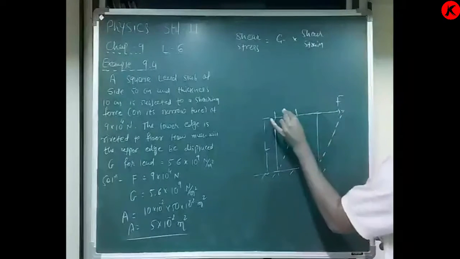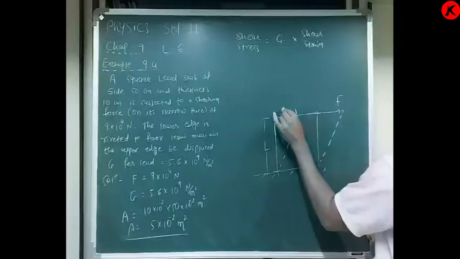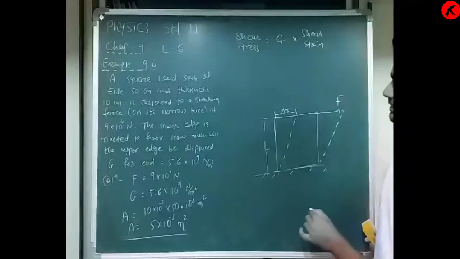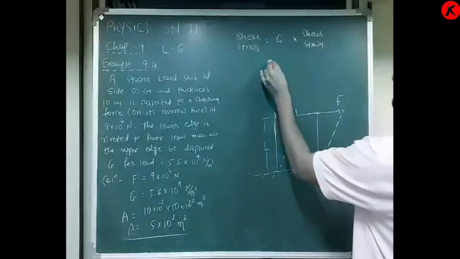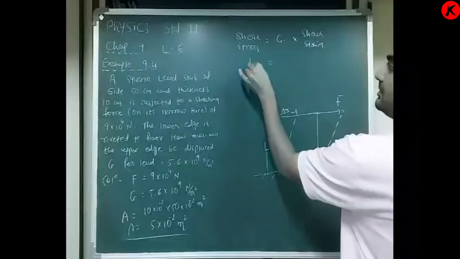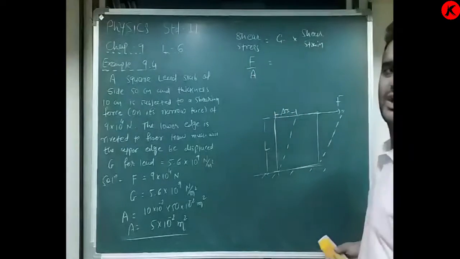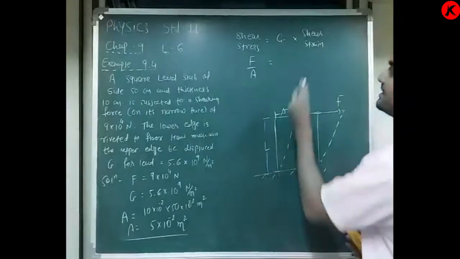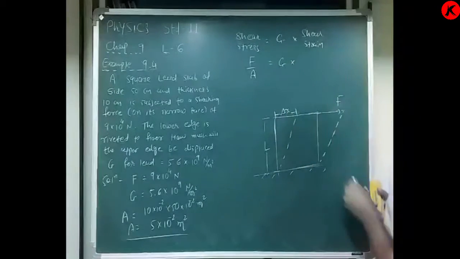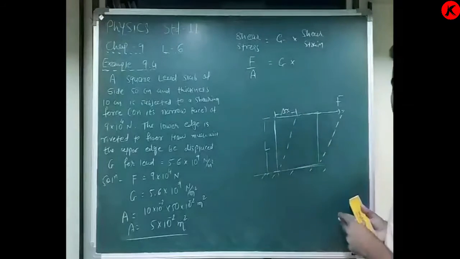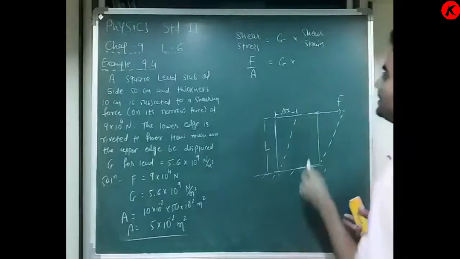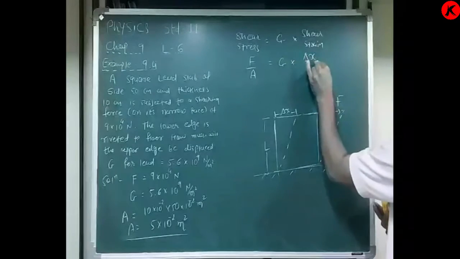So this is the displacement delta x. So what was the shear strain? Shear stress is simply F by A. G is G. What is strain? Strain is displacement upon length, delta x upon L. Remember? So delta x upon L.